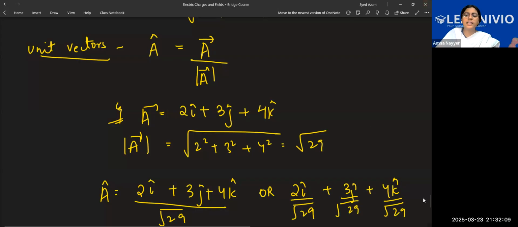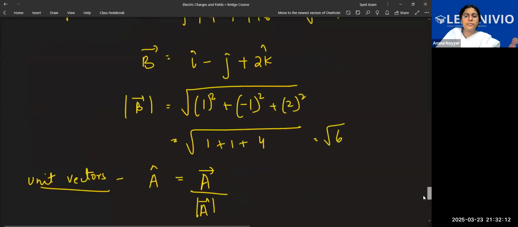Or one more example, let's take this b part only. B was root 6.